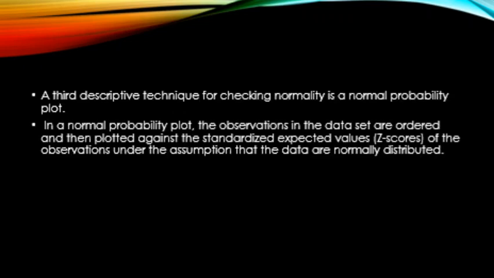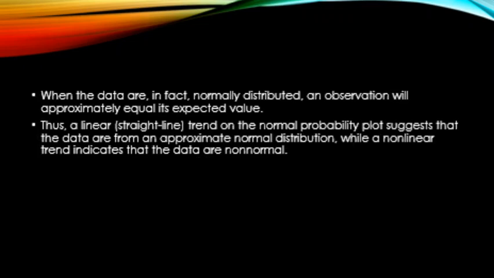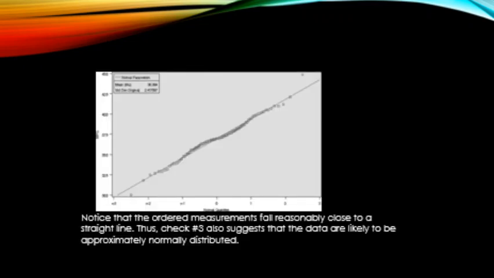And the third, the normal probability plot, or the QQ plot. So in the normal probability plot, the observations in the data set are ordered on the x-axis, and on the y-axis, we can plot the expected value of the z-scores. So if the data is approximately normal, we would see a straight line, a linear trend of the data versus the normal distribution. So here is the graph for the data set that we have.